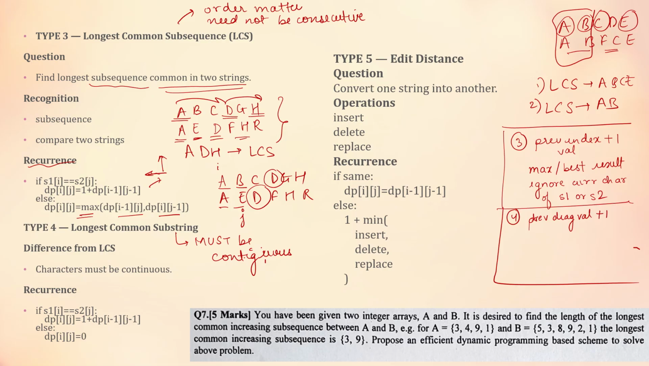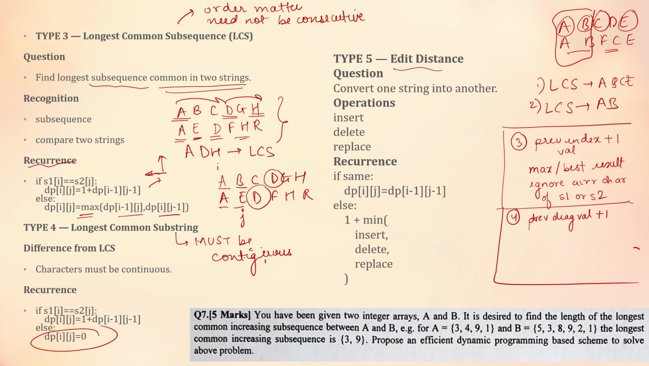Else, since the continuity is now broken, the substring will have gaps. That is not possible. Therefore, we take it as 0. 0 is basically showing that there is no formation of a substring taking place.